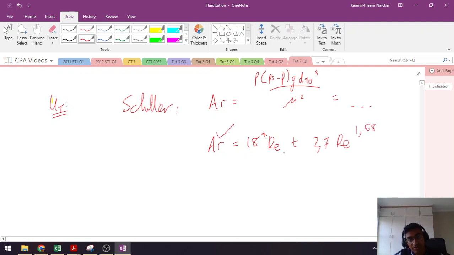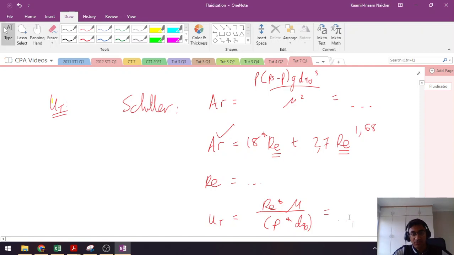So again, you know the Archimedes number, but you do not know the Reynolds number. From here, you can calculate the Reynolds number. And if you know the Reynolds number, then your transfer velocity is equal to the Reynolds number multiplied by the viscosity, divided by the density multiplied by the diameter. And that diameter is the D90. And so we can calculate our transfer velocity. So it's a little bit less complex than the other approaches.